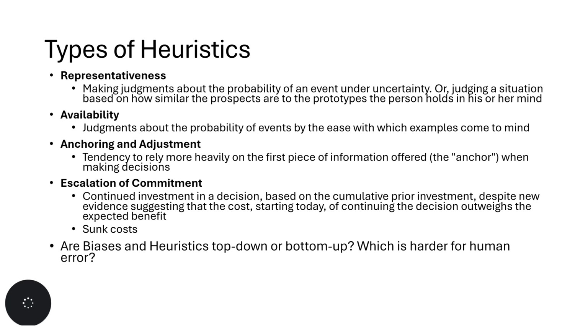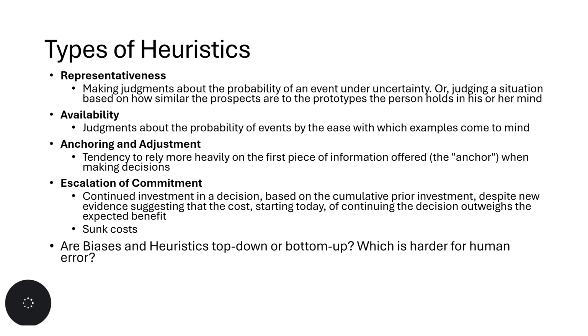So representativeness, we just talked about this, is making judgments about the probability of an event under uncertainty, or judging a situation based on how similar the prospects are to the prototypes the person holds in his or her mind. So this is where we get into broader generalizations. Availability heuristics are judgments about the probability of events by the ease with which examples come to mind. So the first thing you think about, the first probability, the first event, was the first available, so your brain just assumes it is the greater probability.